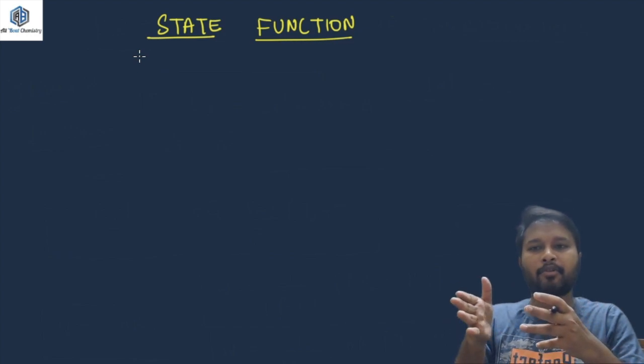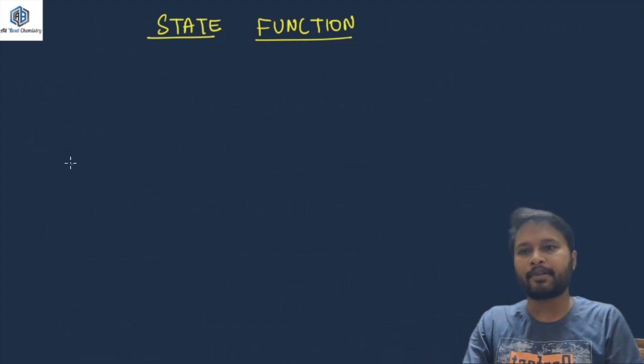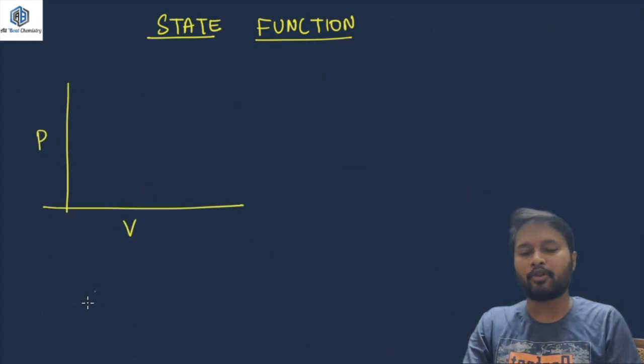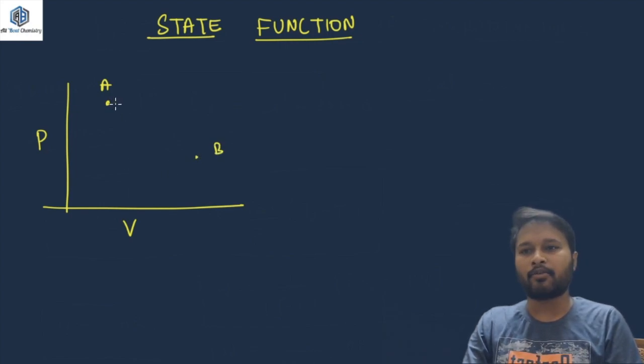It does not depend upon which path you have followed in order to go to that particular place. For example, let's say we have some different values of pressure and volume, and we have a particle at some state A, and we have to go to some state B. You can go from A to B through this particular path, through this particular path, and also through this particular path.